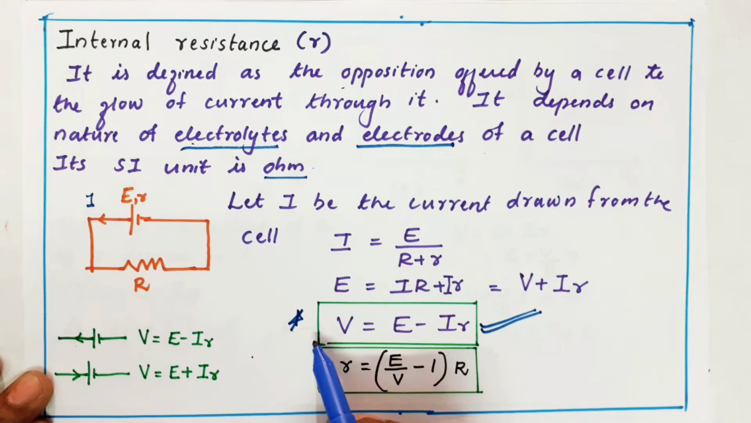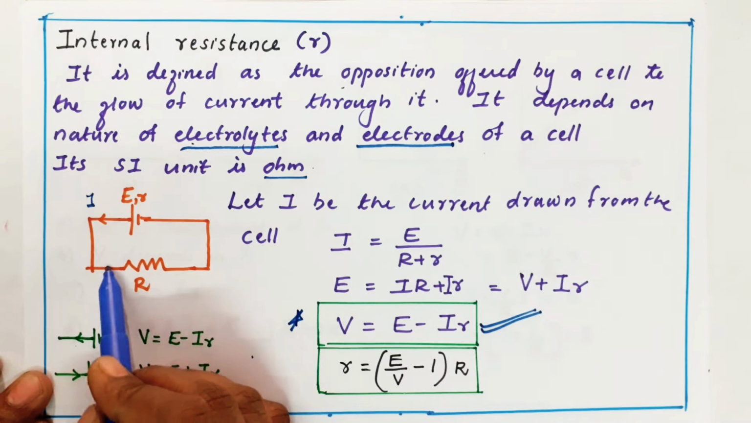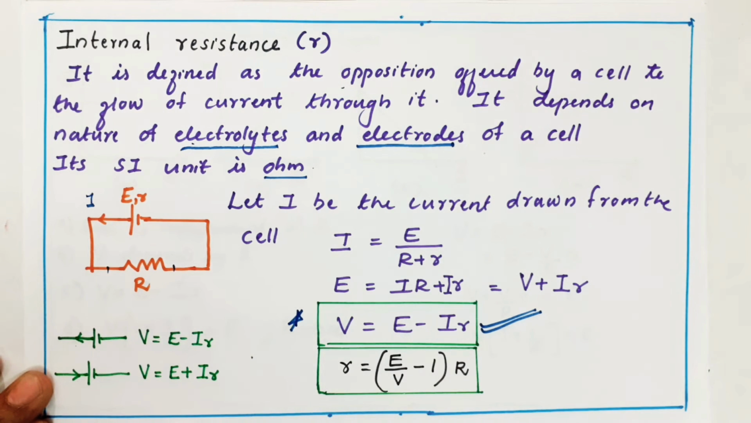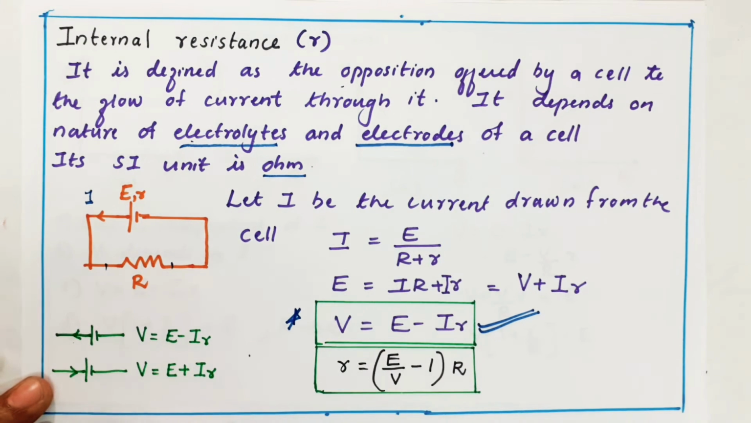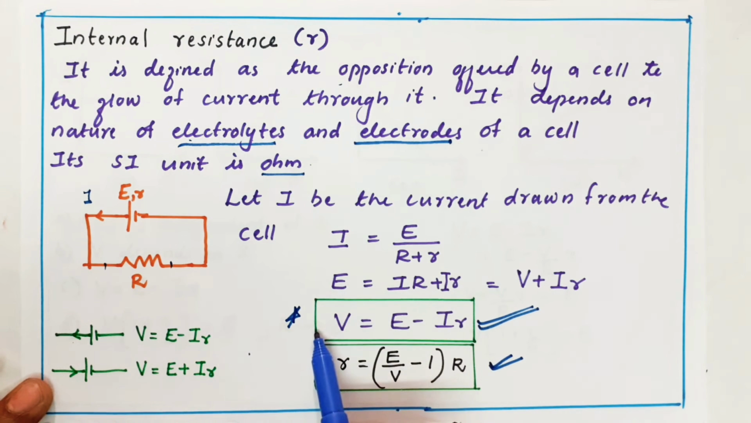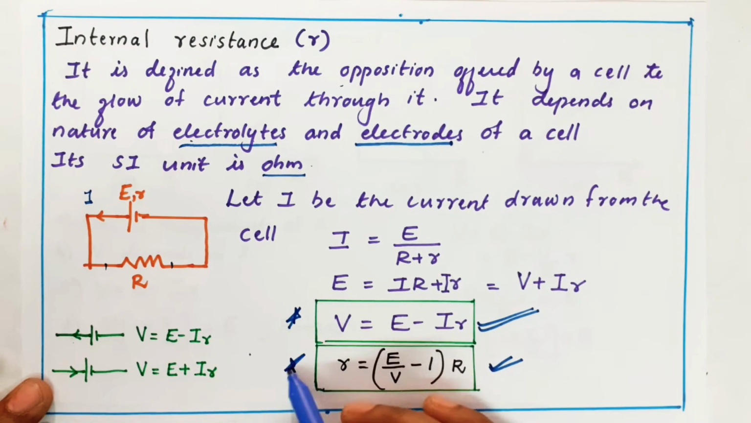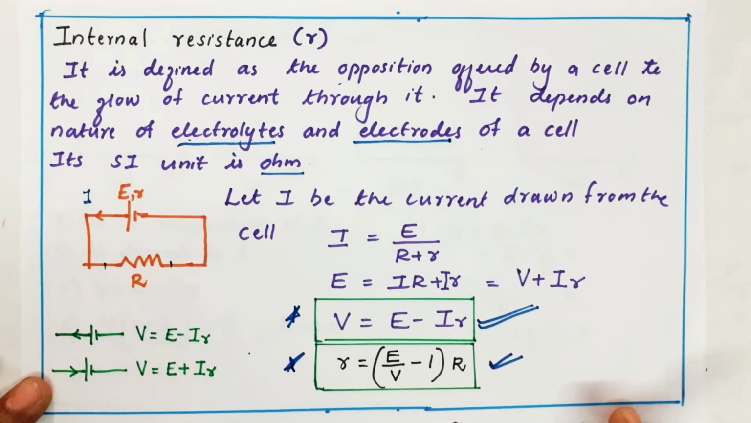The potential difference across the resistor you can find by V equals E minus Ir. Or you can write it in another form to find internal resistance: taking Ir to the left side and V to the right side and dividing by V, we get r equals (E by V minus 1) into capital R, where E is the EMF of the cell, V is the potential difference, and R is the external resistance. So these are the equations to represent internal resistance.